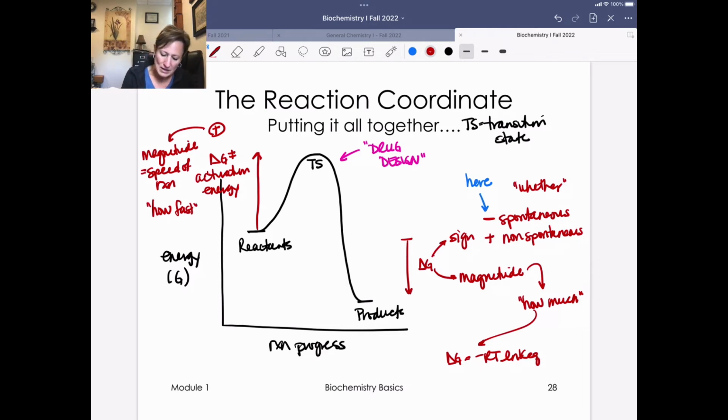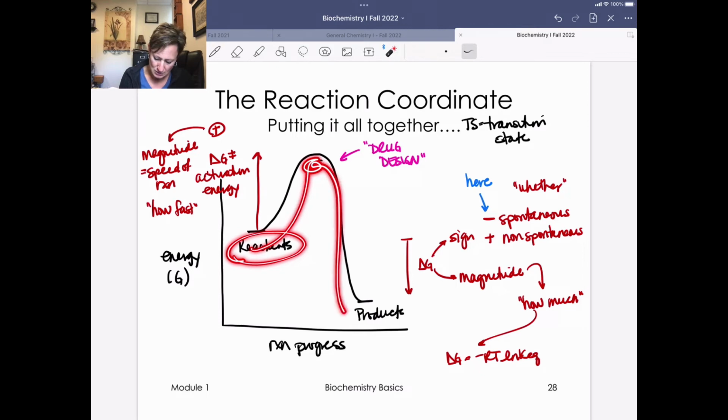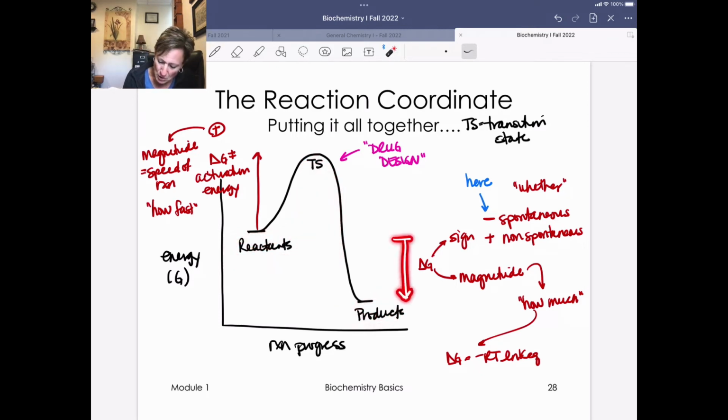So just kind of summing up here, okay, a reaction coordinate is a great way to show how reactants transition to products. The difference between reactant and product energy levels is going to give us delta G. That's a thermodynamic parameter that's going to tell us whether a process occurs. And again, if we go downhill, that means our delta G is going to be negative, and that is a spontaneous process. So yes, it occurs.